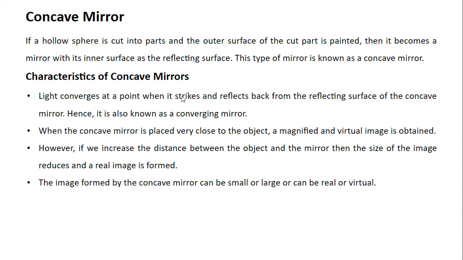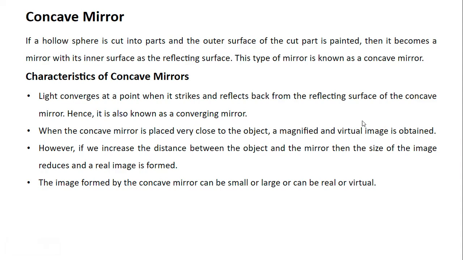All the light rays through a concave mirror are going to be converged at one point because of its shape. It will converge all the light at one point and is known as a converging mirror. When the concave mirror is placed very close to the object, a magnified and virtual image is obtained. Magnified, a zoomed, enlarged image is going to be formed if you place the object very close to the concave mirror. However, a virtual image will be obtained.